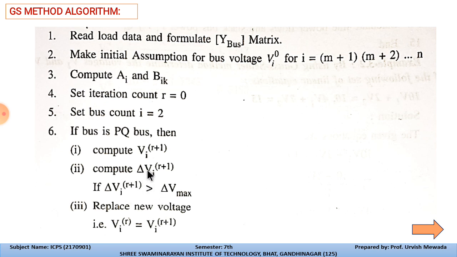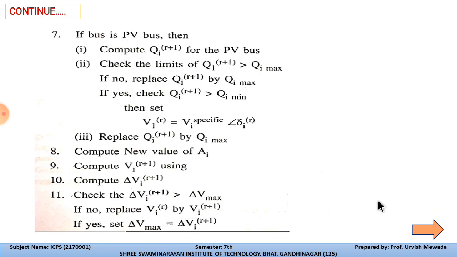the iteration of the given system, and you can have the results of all the parameters. Then replace the old voltage Vi(r) with Vi(r+1), because we are performing consecutive iterations until we get a similar value between delta V max and the delta V minimum. So if the bus is a PV bus, then we need to calculate the Q and delta.